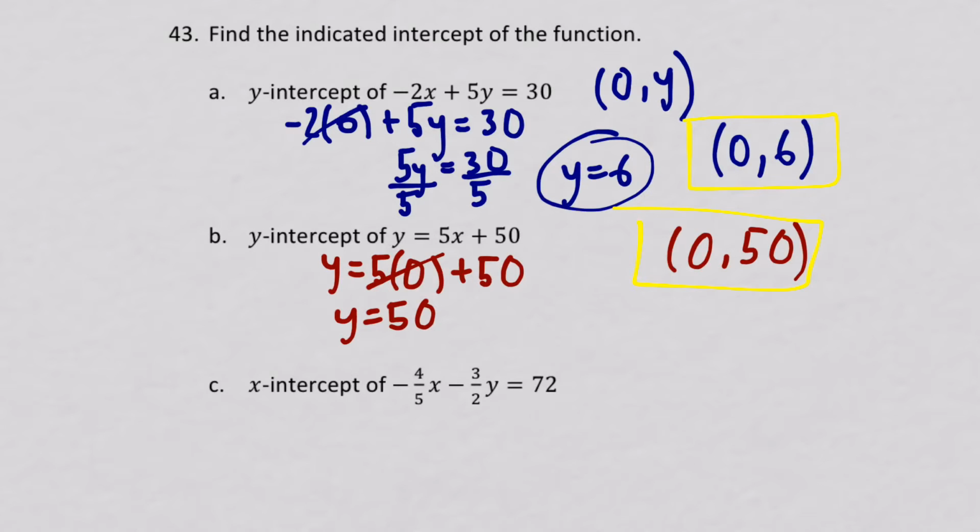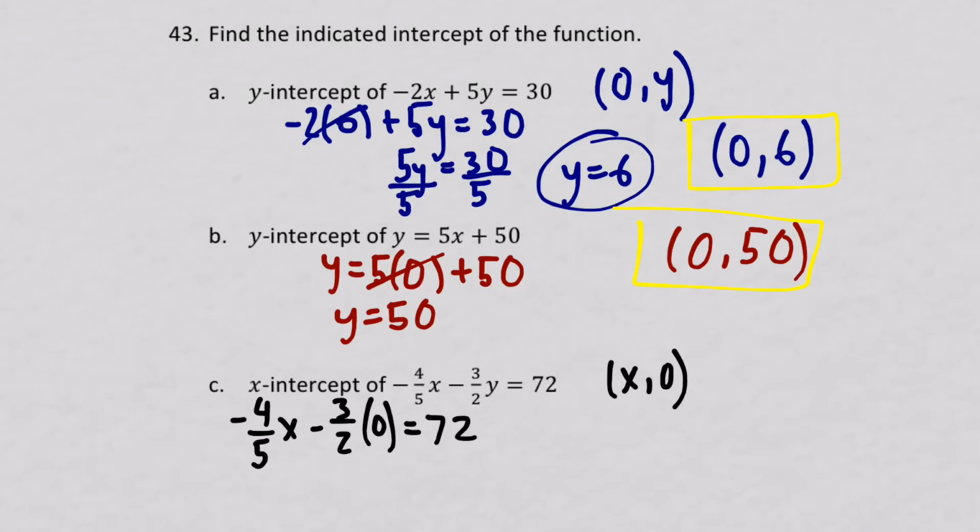All right, and finally part C is asking you to find the x-intercept of this equation right here. So once again, the x-intercept is going to look like this, x, 0. So that means that we're going to substitute in 0 for y and then solve for x. So it will look like this. Negative 4 over 5x minus 3 over 2 times 0 is equal to 72. And then 3 over 2 times 0 will just go away. It's nothing. It's 0. So you have negative 4 over 5x is equal to 72. Okay? And now you have to solve that equation.